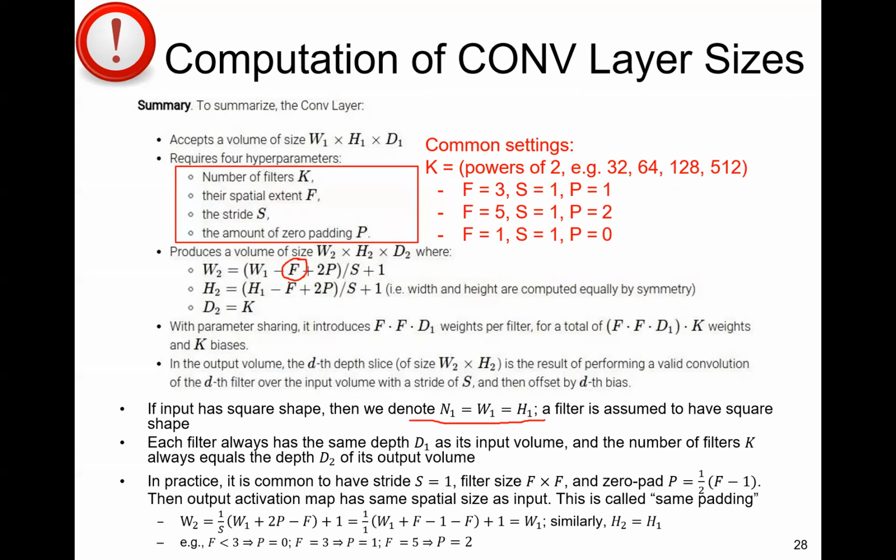And then to get the output volume size, the output width W2 is W1 minus filter size plus 2 times padding, divided by the stride, plus 1. Similarly for the height. And the depth of the output volume is the same as the number of filters, as we said before. With parameter sharing, the total number of weights is f squared times D1 per filter, and you multiply by the number of filters K to get the total number of weights. And the total number of biases is one bias per filter, so that's a total of K biases.